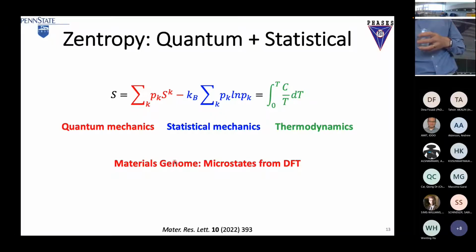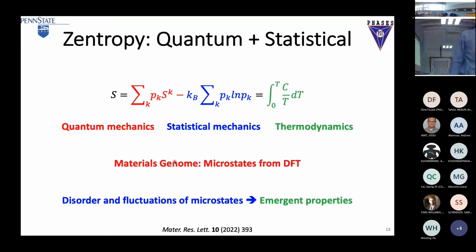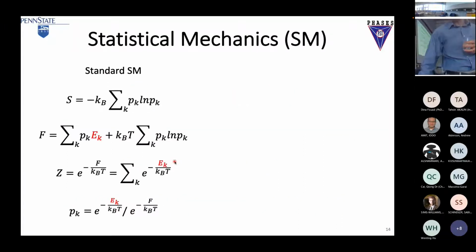If you do that, you can really talk about the disorder and fluctuation of microstates. You can get emergent properties. Emergent property means that if you individually study microstates, you will not get the properties, but if you put them together, they give properties you didn't have before, like negative thermal expansion. That's one example.